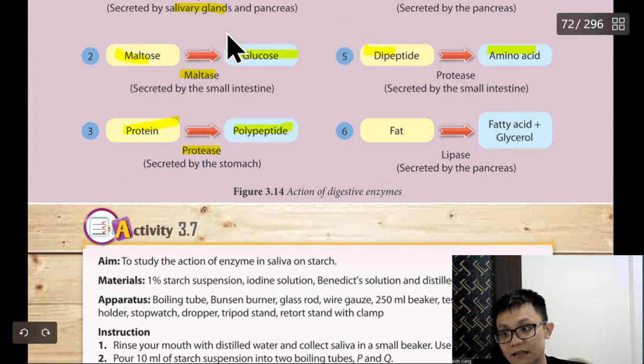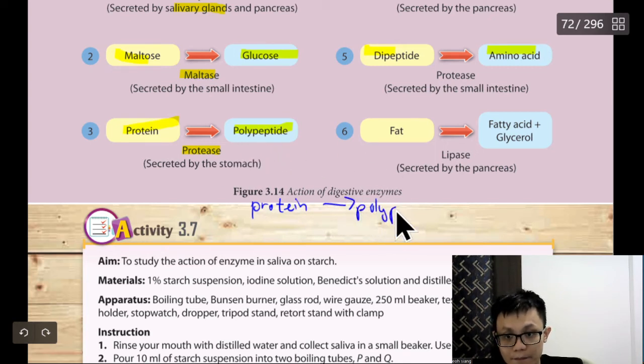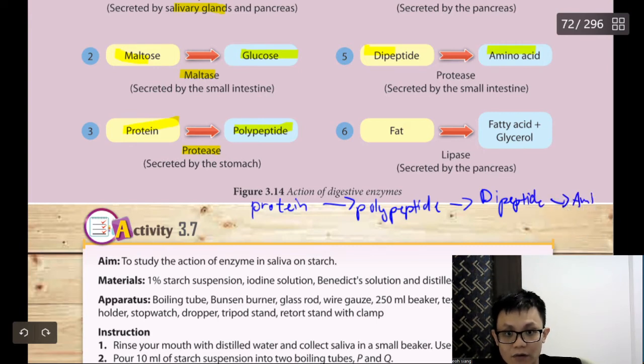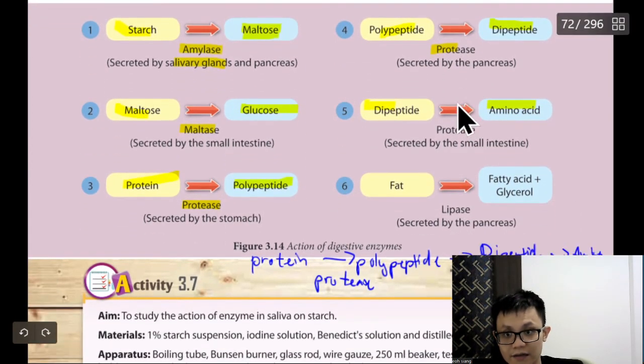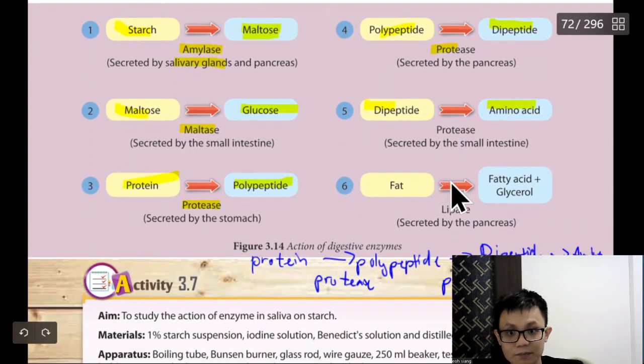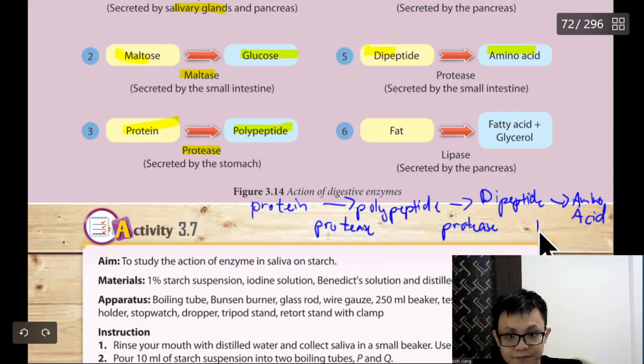So if you want to make it easier to remember, you just write protein, arrow, polypeptide. After polypeptide, you draw an arrow. Polypeptide becomes dipeptide. After dipeptide, arrow, amino acid. So here is protease. Then after that is protease again. Protease is the same one, but yeah, protease. And then after that, protease again to become amino acid. So it's easier to remember.